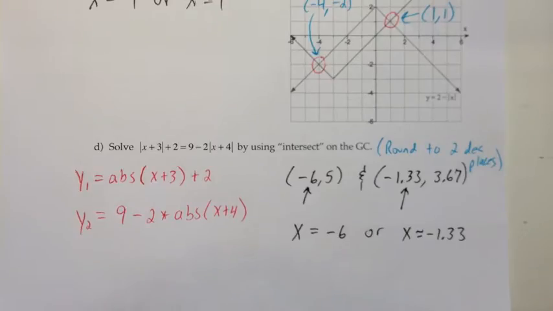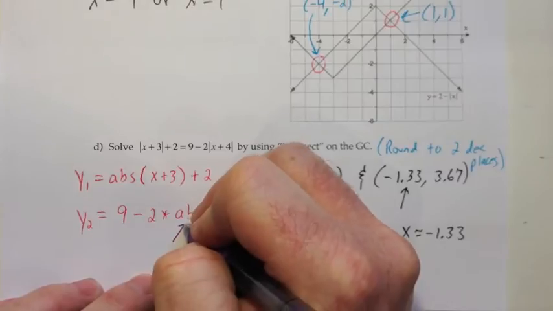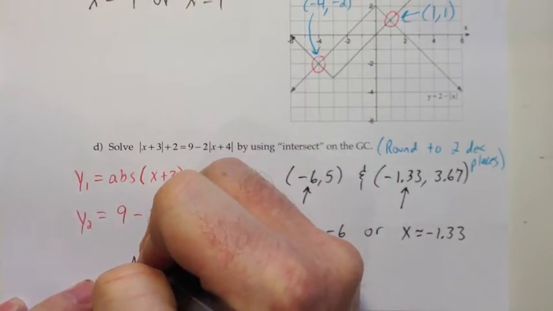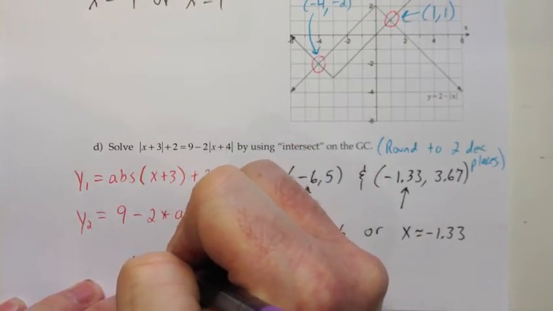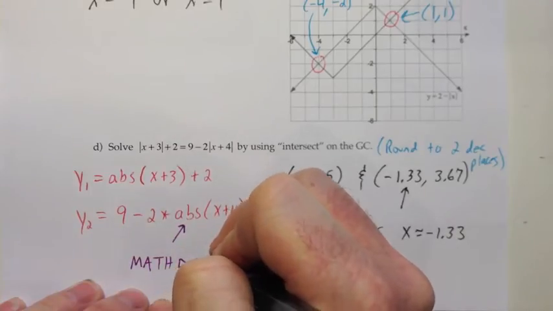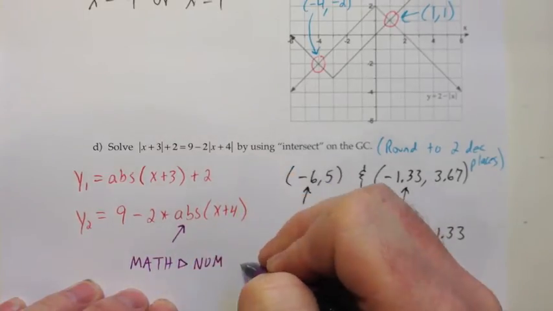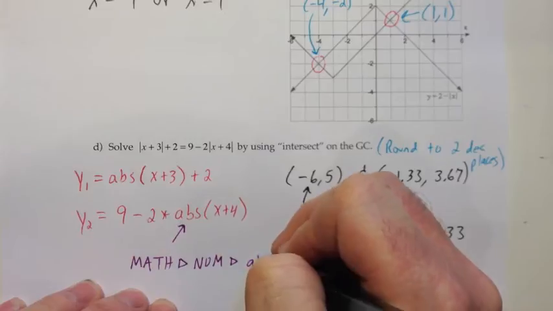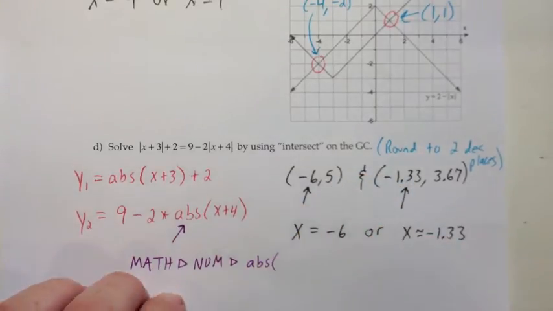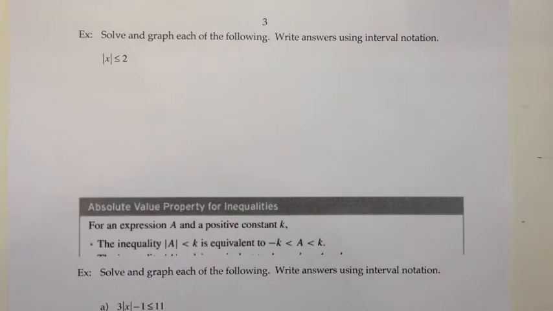And then just a reminder on how we got the absolute value portion. We hit 2 keys to get there. We chose the math button, and then we went to the NUM for numerical menu, and under that we found ABS.